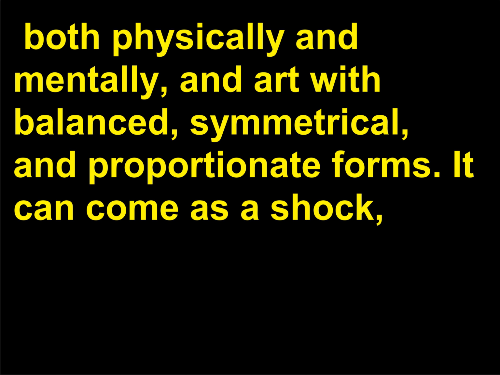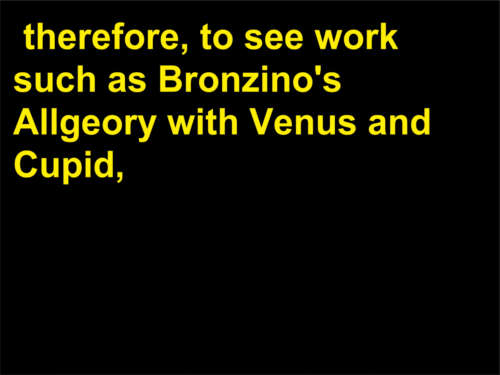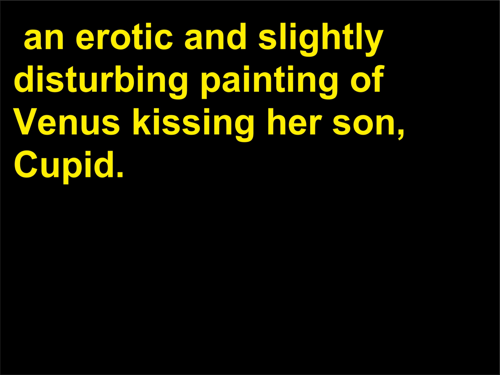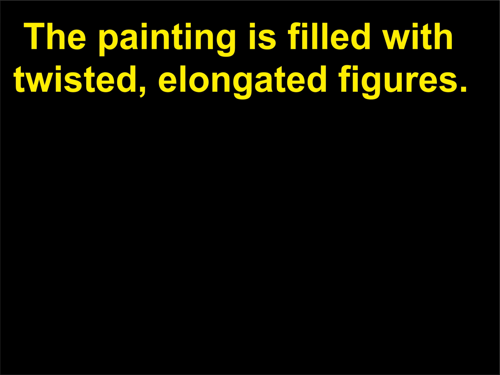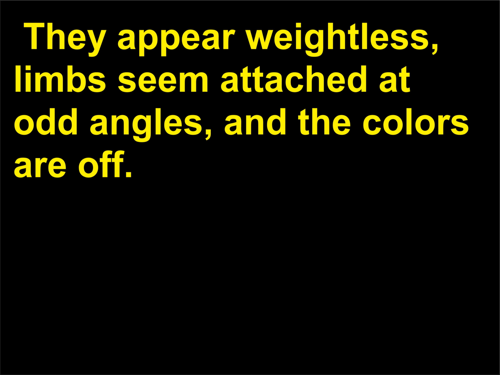It can come as a shock, therefore, to see work such as Bronzino's Allegory with Venus and Cupid, an erotic and slightly disturbing painting of Venus kissing her son, Cupid. The painting is filled with twisted, elongated figures. They appear weightless, limbs seem attached at odd angles, and the colors are off.